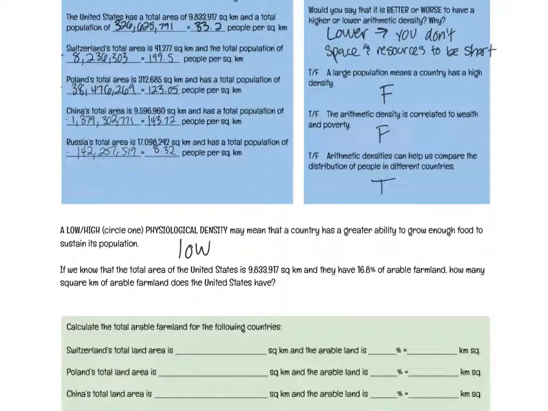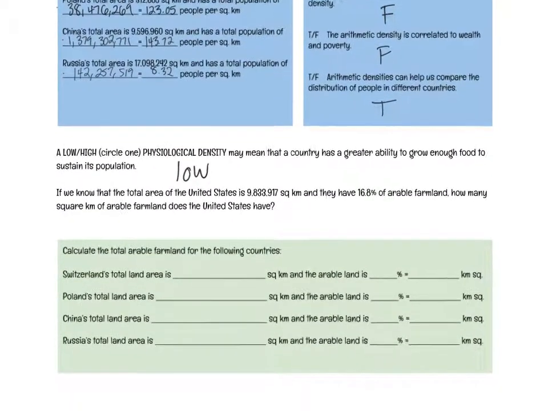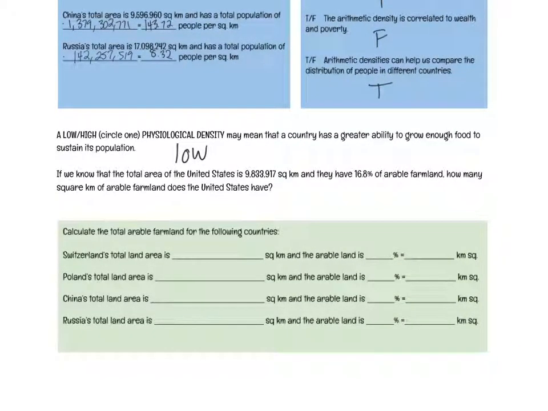Because if that number is really high, then that means you're putting a really big stress on the land to feed all of those people. Okay, so that's what we're going to start looking at now, is arable land. If we move down to the bottom box of that second page, we're going to start with the U.S. with this question right here.